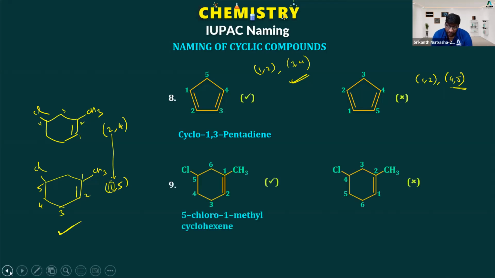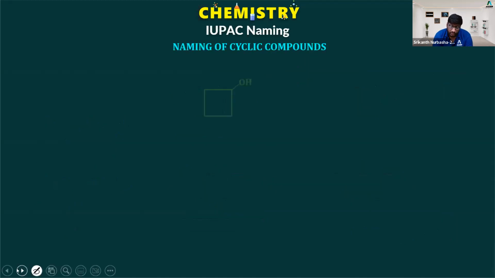1, 2, 3, 4, 5, 6. So you will obviously have 5-chloro, 1-methyl cyclohexene. It is not going to be 1, 2, 3, 4 because the lowest locant rule is going to be different. Based on the lowest locant rule, and the first point of difference only you have to check out. Based on that only you have to use the numbering. Right? Try to solve the next questions.